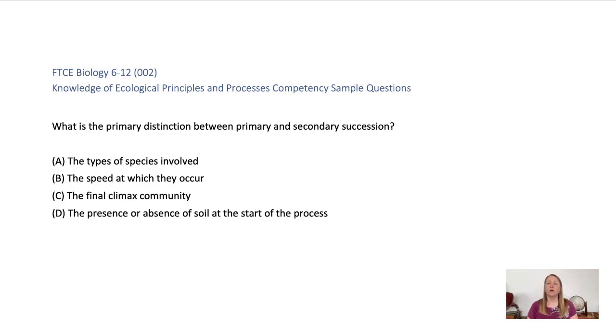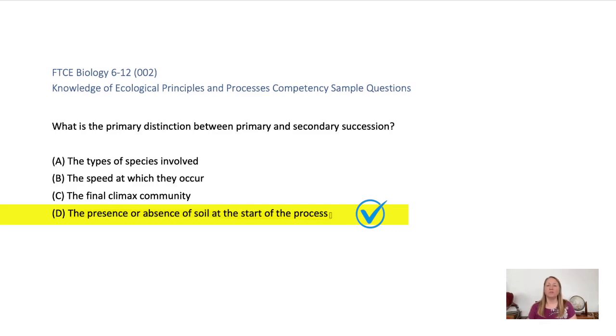B. The speed at which they occur. Sometimes primary is slower, but speed can vary in both processes, so it's not the main distinction. C. The final climax community. Both can end up with the same ecosystem, like a forest, so that doesn't separate them. The correct answer is D.